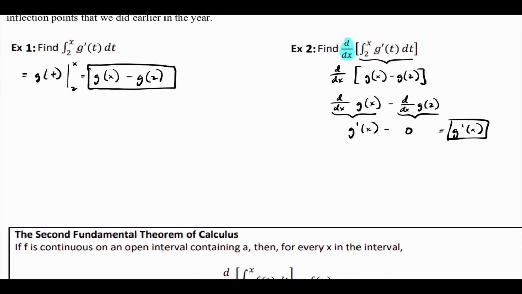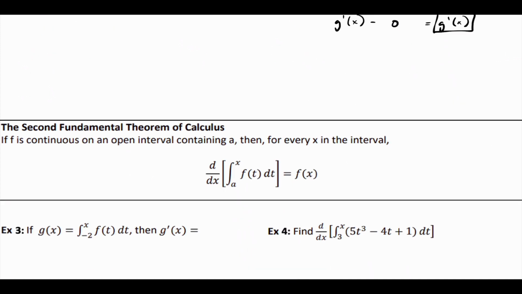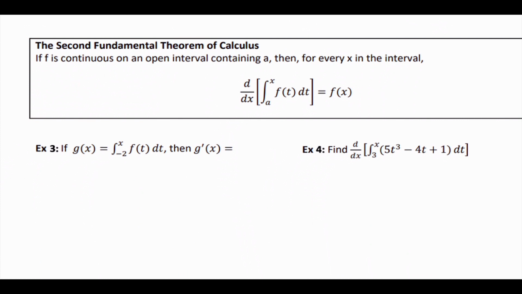So the second fundamental theorem, or part 2 of the fundamental theorem, says anytime you have this relationship, so anytime you're taking the derivative of an antiderivative, you're just going to end up with this guy right here. That guy right there.